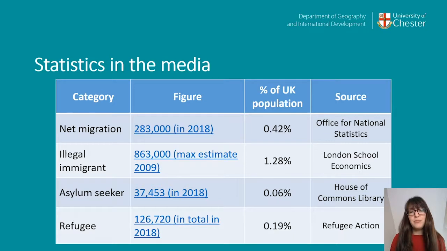Asylum seekers in 2018 accounted for 0.06% of the population, and refugees in 2018 accounted for 0.19% of the population. So in the grand scheme of things, these are very small numbers of people, but the media and government, politics, is very much concerned about immigration and migration.